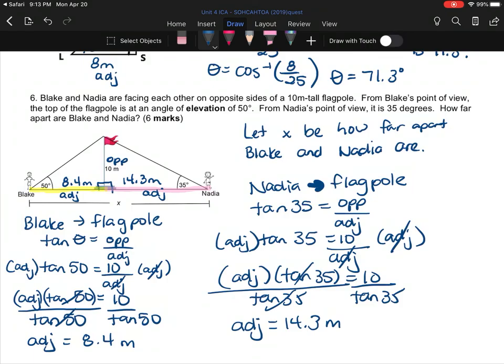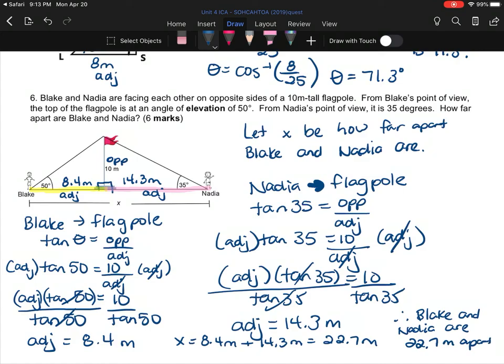So we want to have an answer statement, and we need X. And right now we don't have X. We have not Blake to the flagpole, Nadia to the flagpole. So X is 8.4 plus 14.3. So 22.7 meters. Therefore, Blake and Nadia are 22.7 meters apart.